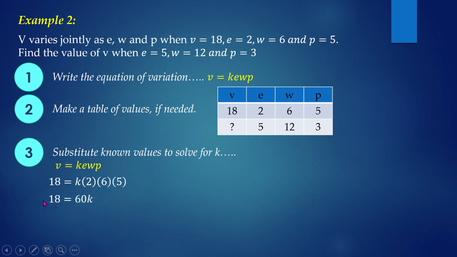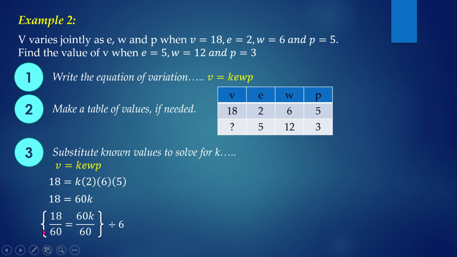To continue, 18 is equal to 60k. Not 60, sir, 60k. So the k stays, it is not just 60. 2 times 6 is 12. 12 times 5, 60. And to solve for k, whatever number is beside k is the number we will divide by, to eliminate it. So divide 60 on the right side, and divide by 60 on the left side too.